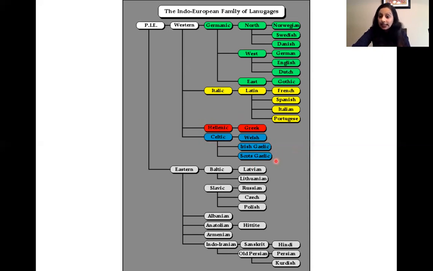And these are the kind of languages that existed in England prior to the arrival of the Anglo-Saxons, right? So the Gaelic languages that are still spoken today in England.